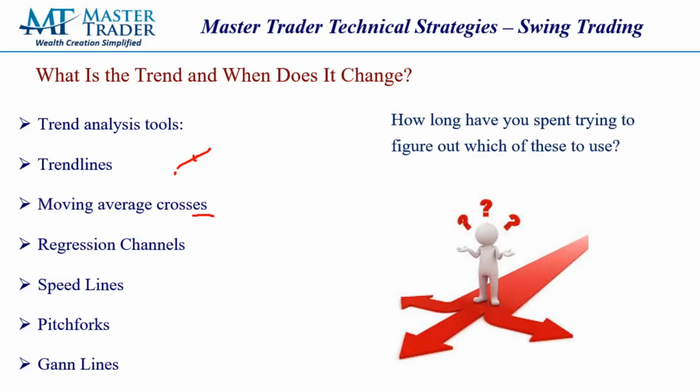You have regression channels and you have envelopes, and then there are the speed lines, and believe it or not, there's something called Andrew's pitchforks, and then the really esoteric ones where you have Gann lines and you can get into the square of 9. And do any of them actually hold true? And do any of them become any more meaningful than another?